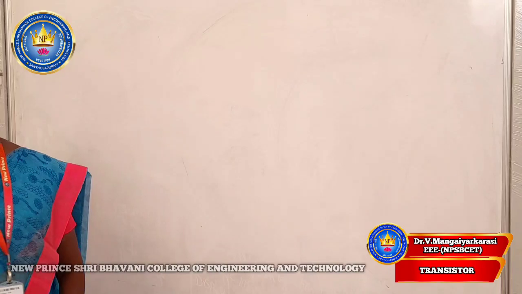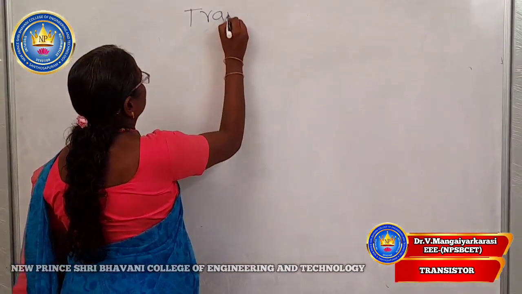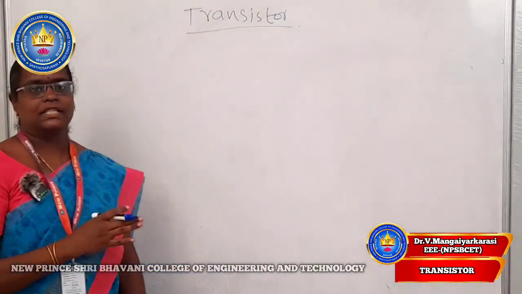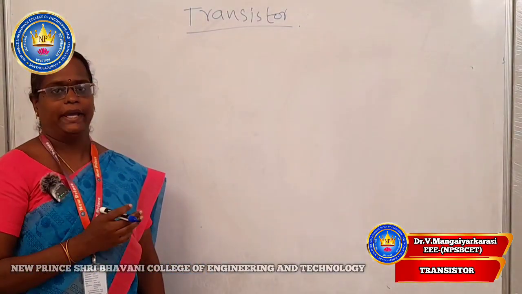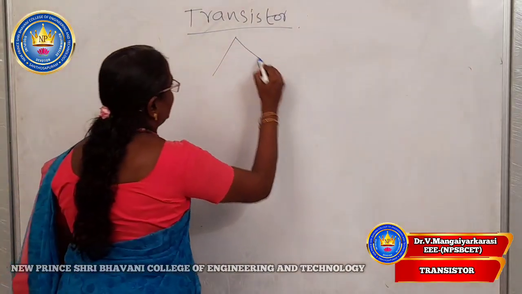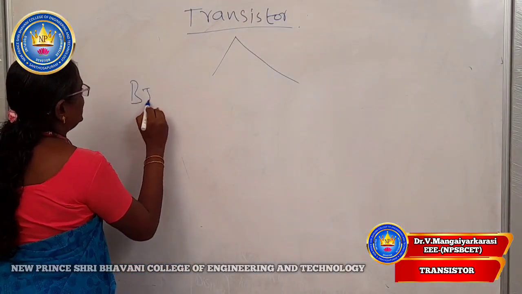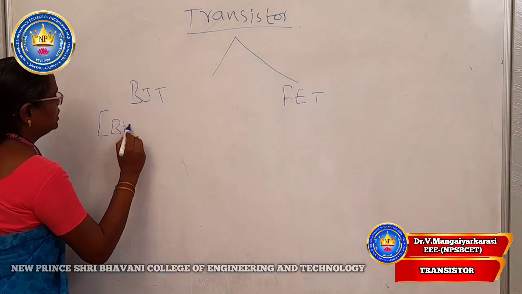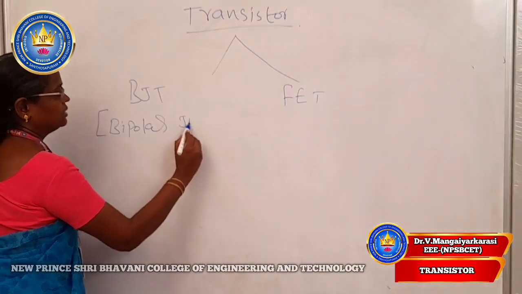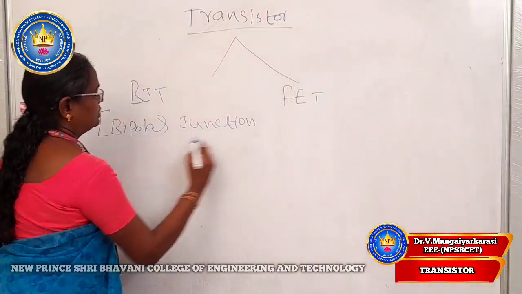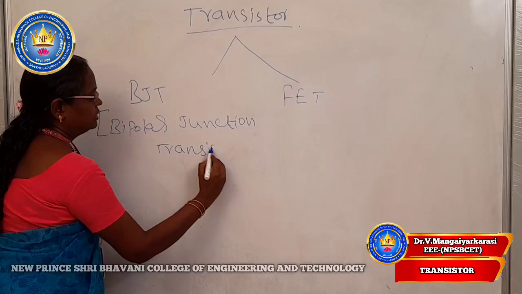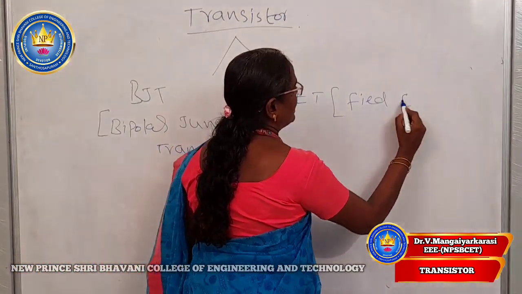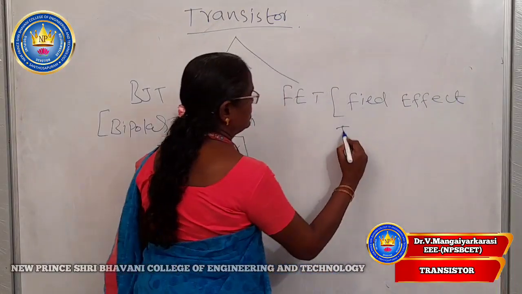In the previous session we discussed the transistor. Transistor means transferring the signal from the low resistance side to the high resistance side. It can be mainly classified into two types, BJT and FET. BJT means bipolar junction transistor. FET is nothing but field effect transistor.